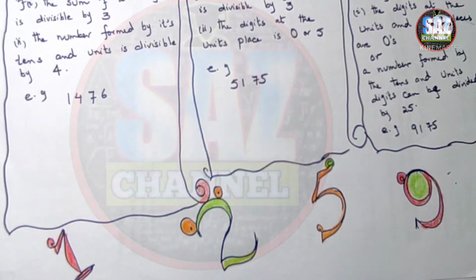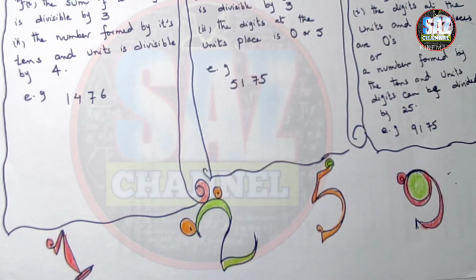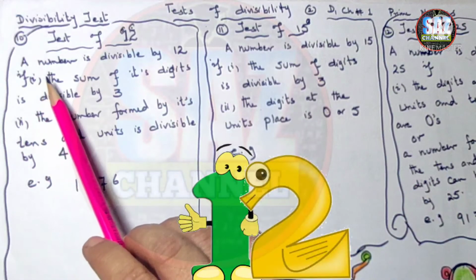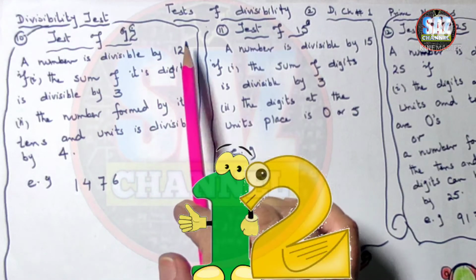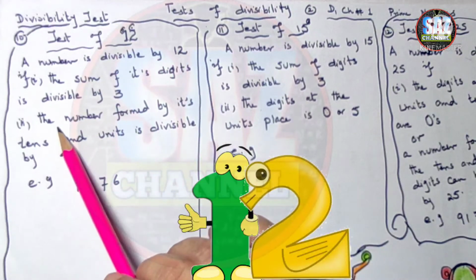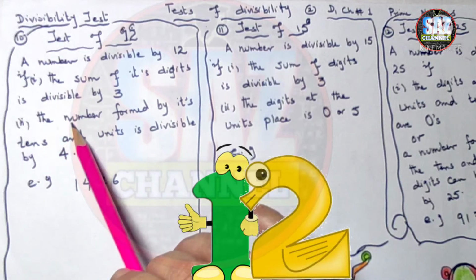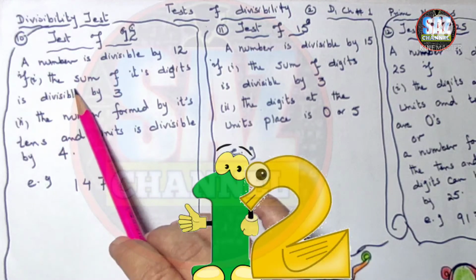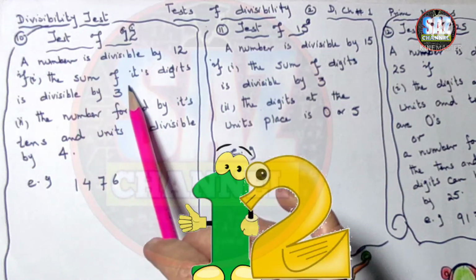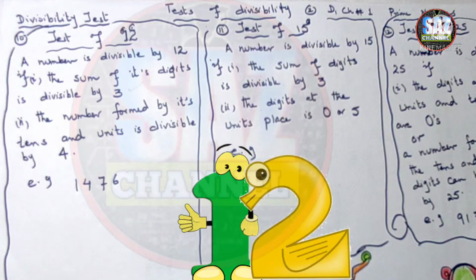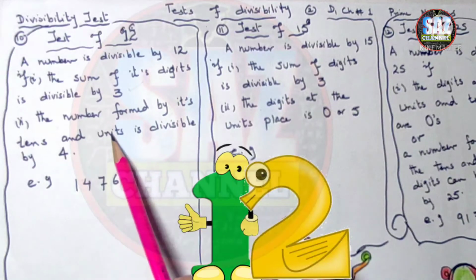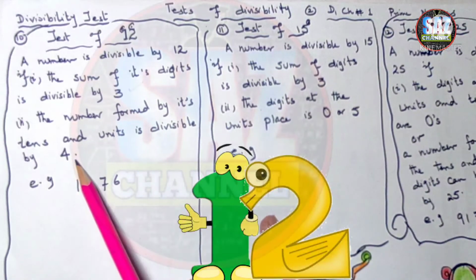Let's see, juniors, what the divisibility test of 12 tells us, and how we can check whether a number is divisible by 12 easily. In order to check whether the number is divisible by 12 or not, we have to check two conditions. Which two conditions? The first condition is that a number is divisible by 12 if the sum of its digits is divisible by 3, and the number formed by its tens and units digits is divisible by 4.